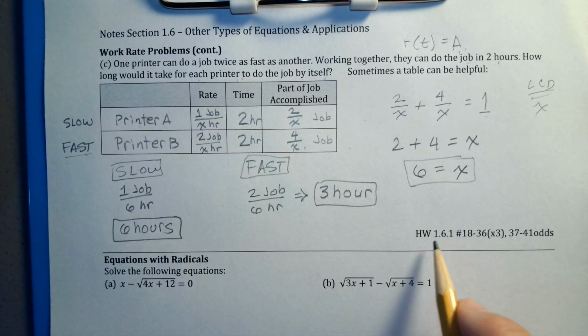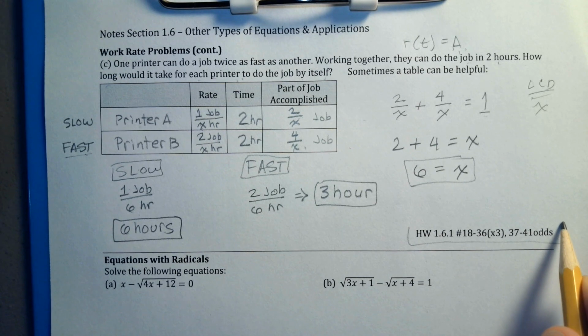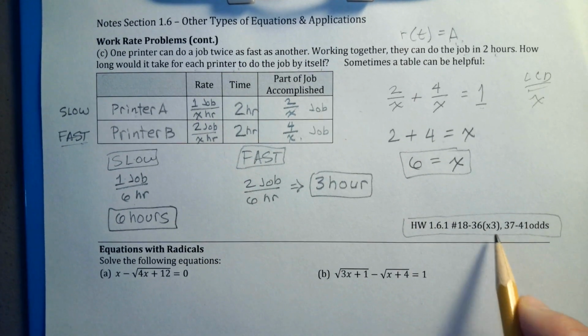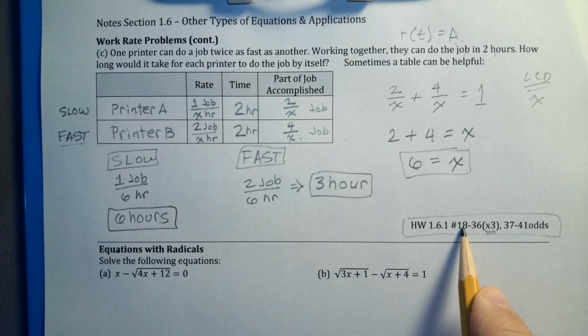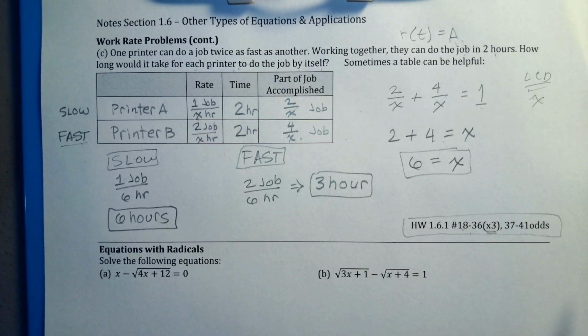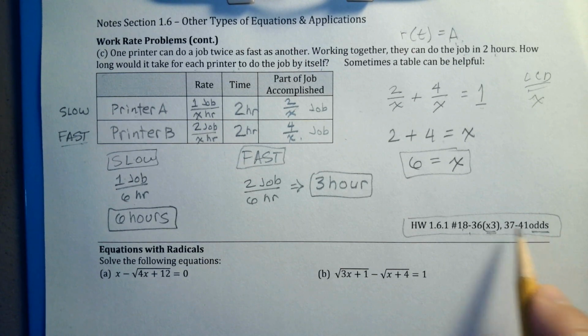Okay? All right, so the homework for this first part of section 1.6 is here. Remember multiples of 3, so 18, 21, 24, all the way up to 36. Okay, and then the odds for this last part.